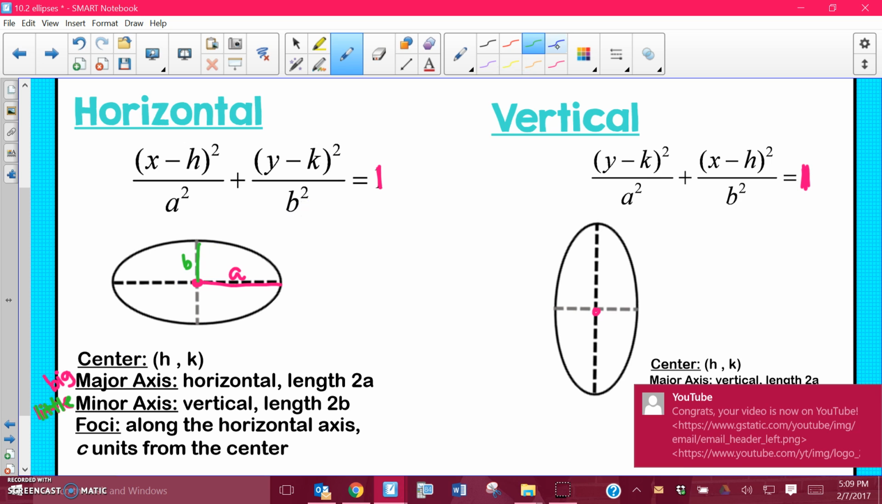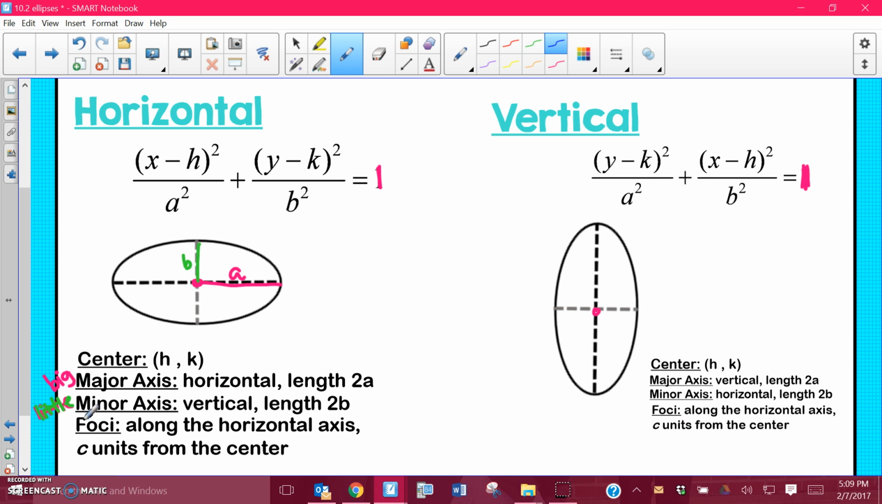And the next thing that you need to know is those foci. The foci on a horizontal one are going to be along the horizontal axis. It's going to be like right here. And that length is going to be C units from the center. So if I was to look at my vertical, almost everything is the same. But when I'm looking at it, my little axis is going to be this guy. My big axis is going to be up and down, which then means that my foci are going to fall on my major axis. So that's the hardest part. The foci are on the major axis.